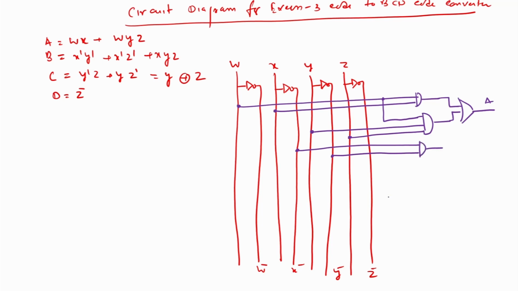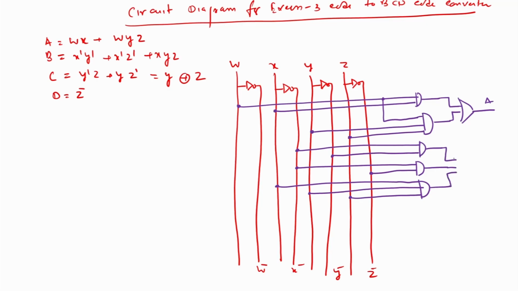Next, X complement and Z complement: X complement is taken from here, Z complement is taken from here, and both are connected through an AND gate. Then X, Y, Z: X is taken from here, Y is taken from here, Z is taken from here, and all are connected through an AND gate. Then all three outputs are connected using an XOR gate, which means when either this particular term or this term is 1, the output is 1.